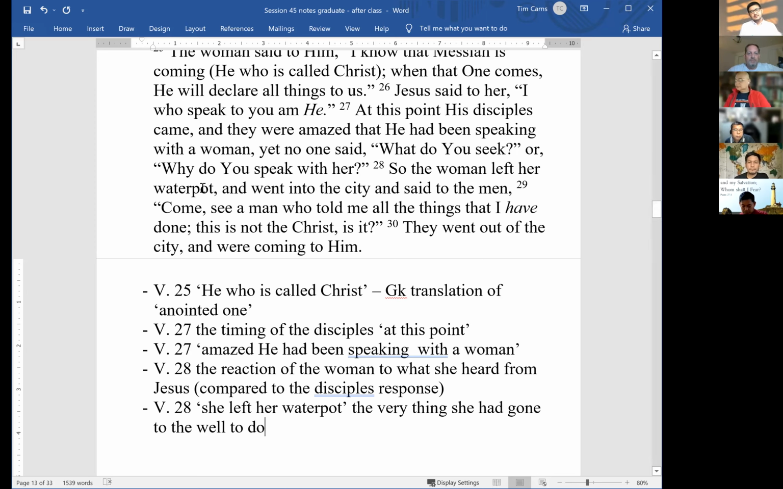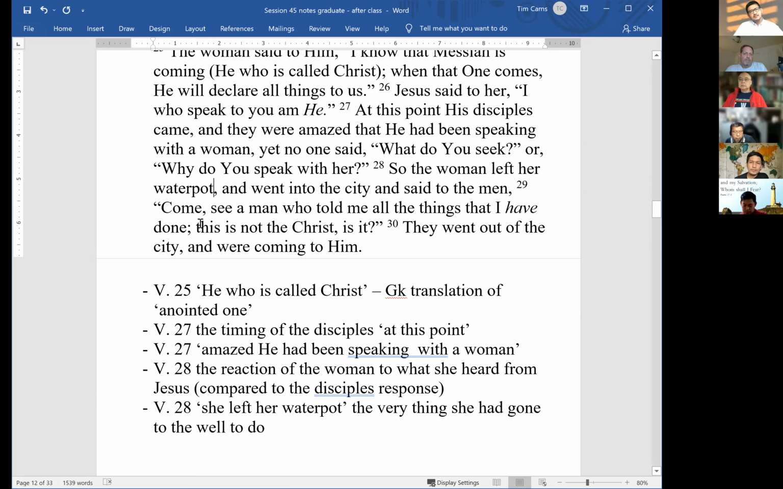Right? So it's often hard to know for sure because the author doesn't tell us explicitly why she left her water pot, but if you look at what she did, I think that points to it. Jesus just said, I'm the Messiah. The disciples show up at that moment. She leaves her water pot, goes to the city. Why? Because she wanted to tell the people there she'd seen the Messiah.